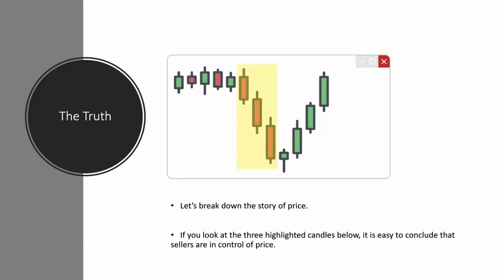So let's break down the story of price. So if you look at the three candles that I have on the chart, it's easy to conclude that the sellers are in control. That's what we see when we see this down motion, lots of red candles. And that's a natural assumption. When we see the next step, we say buyers are in control.